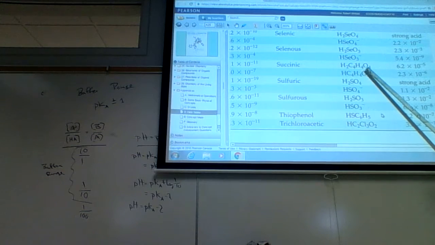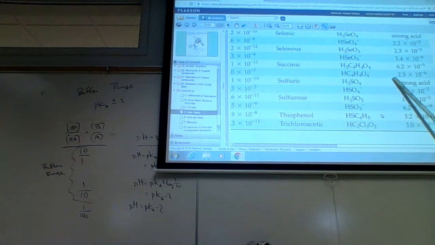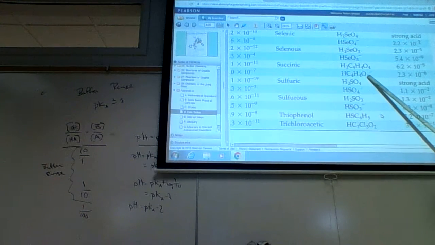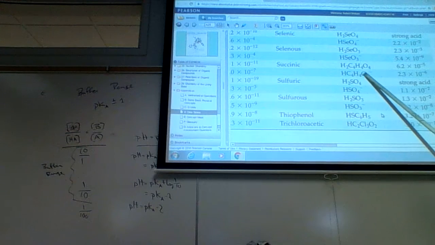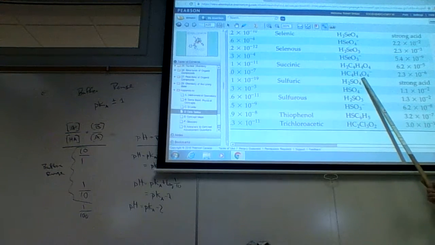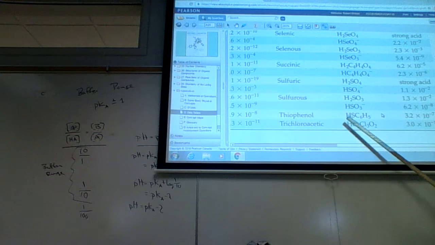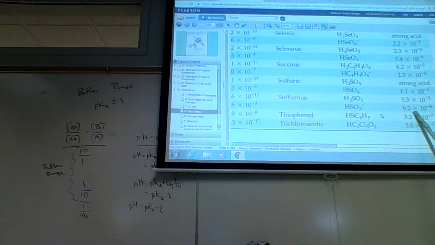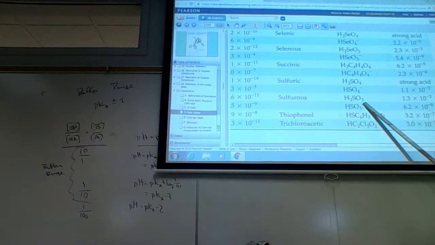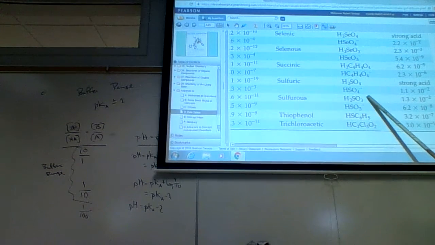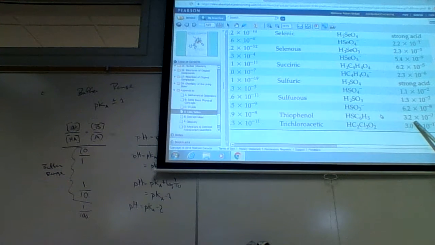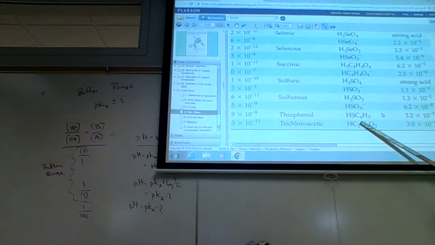This is succinic acid. This would be hydrogen succinate. Hydrogen succinate is close. But like other organics like this, it suffers from the problem of oxidation and decomposition, so we're going to avoid that. Eventually these can burn away. Hydrogen sulfite, close. But sulfurous acid is unstable. Hydrogen sulfide, this is more difficult to work with. Thiophenol is very close. Thiophenol is only 3.2 times 10 to the minus 7. That's good. So thiophenol would work.